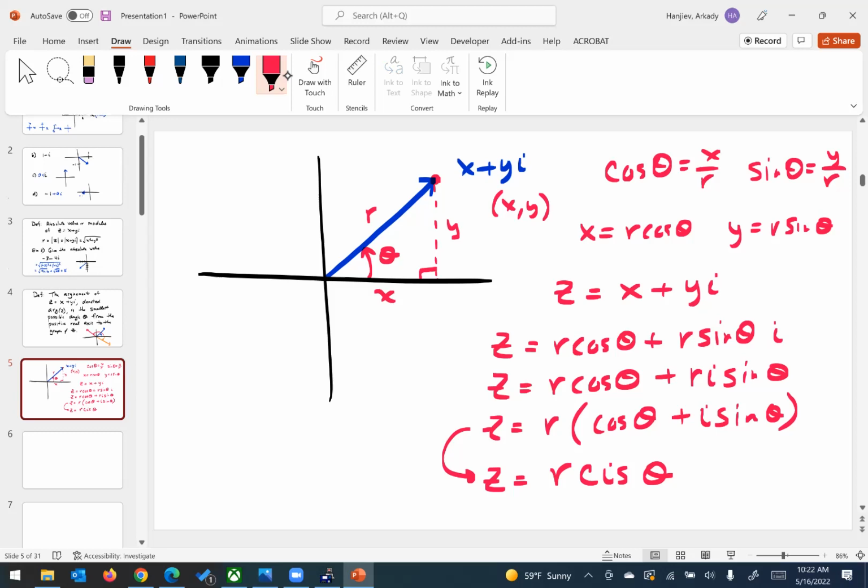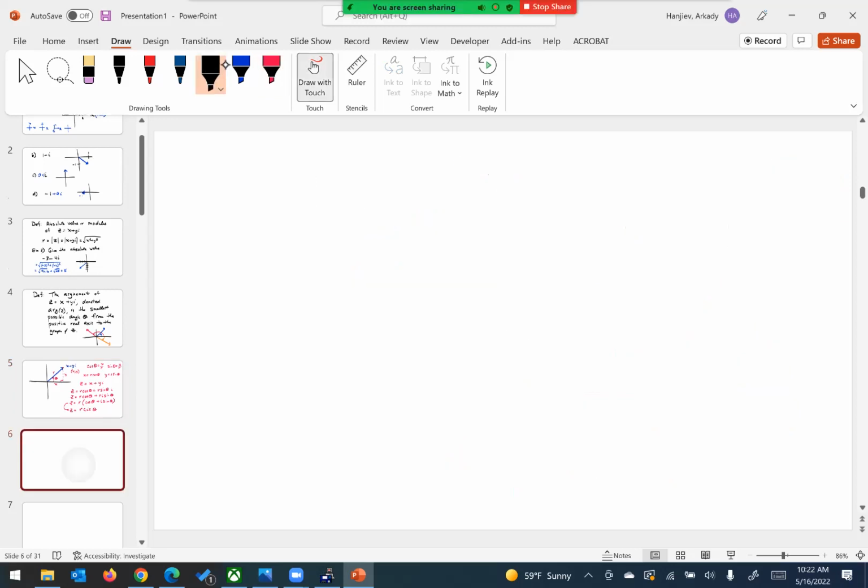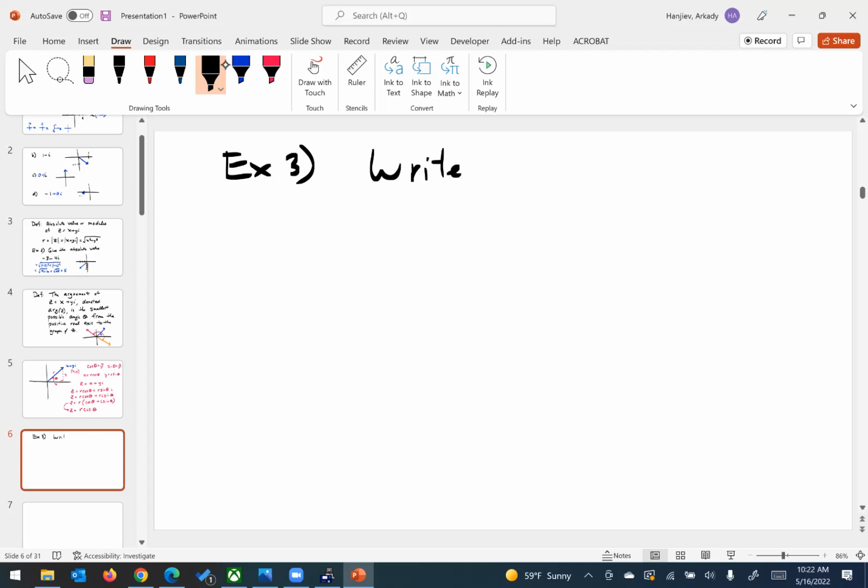So let's switch forms then. Let's switch forms from one to the other. What example are we on? Three. I'm just going to write in trigonometric form. We're going to do a few of these here. So first one is all yours there.